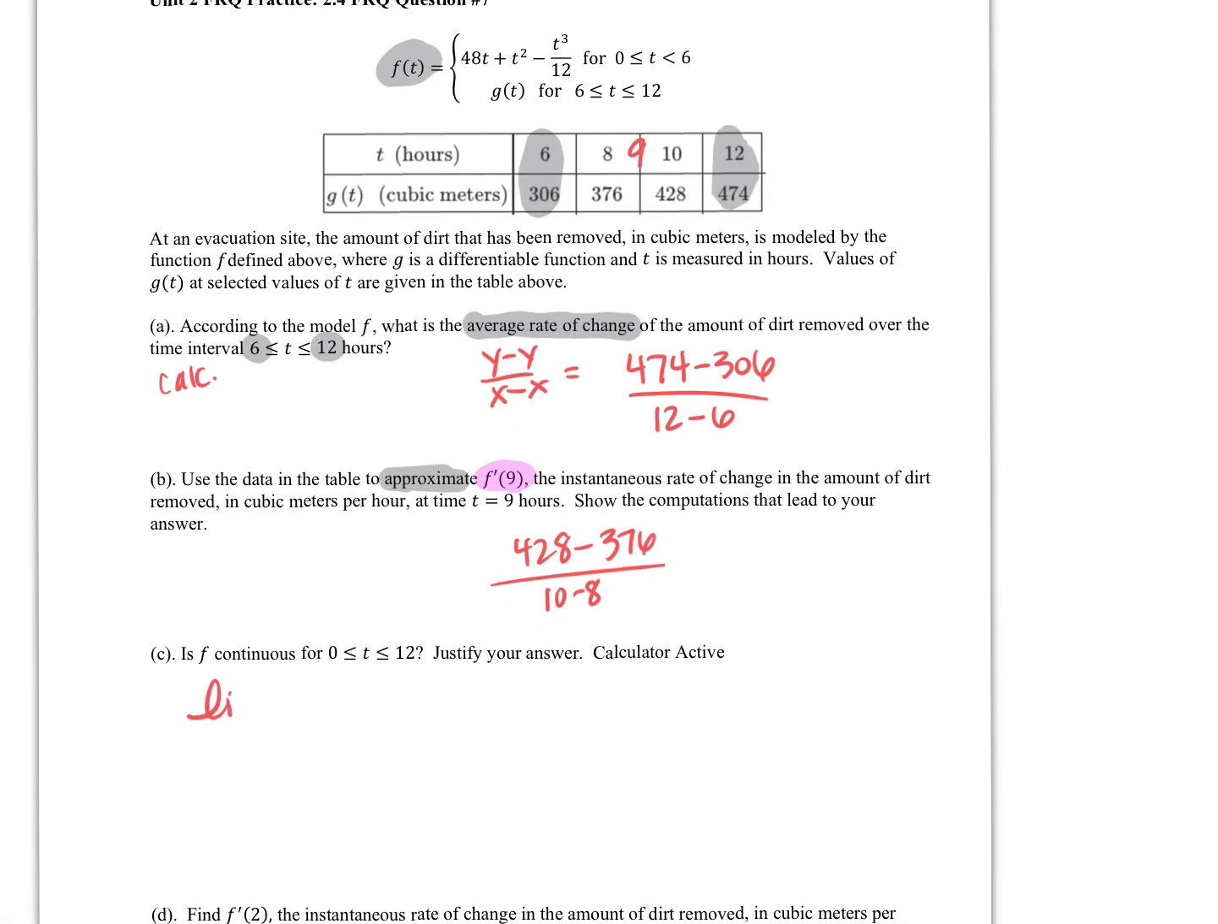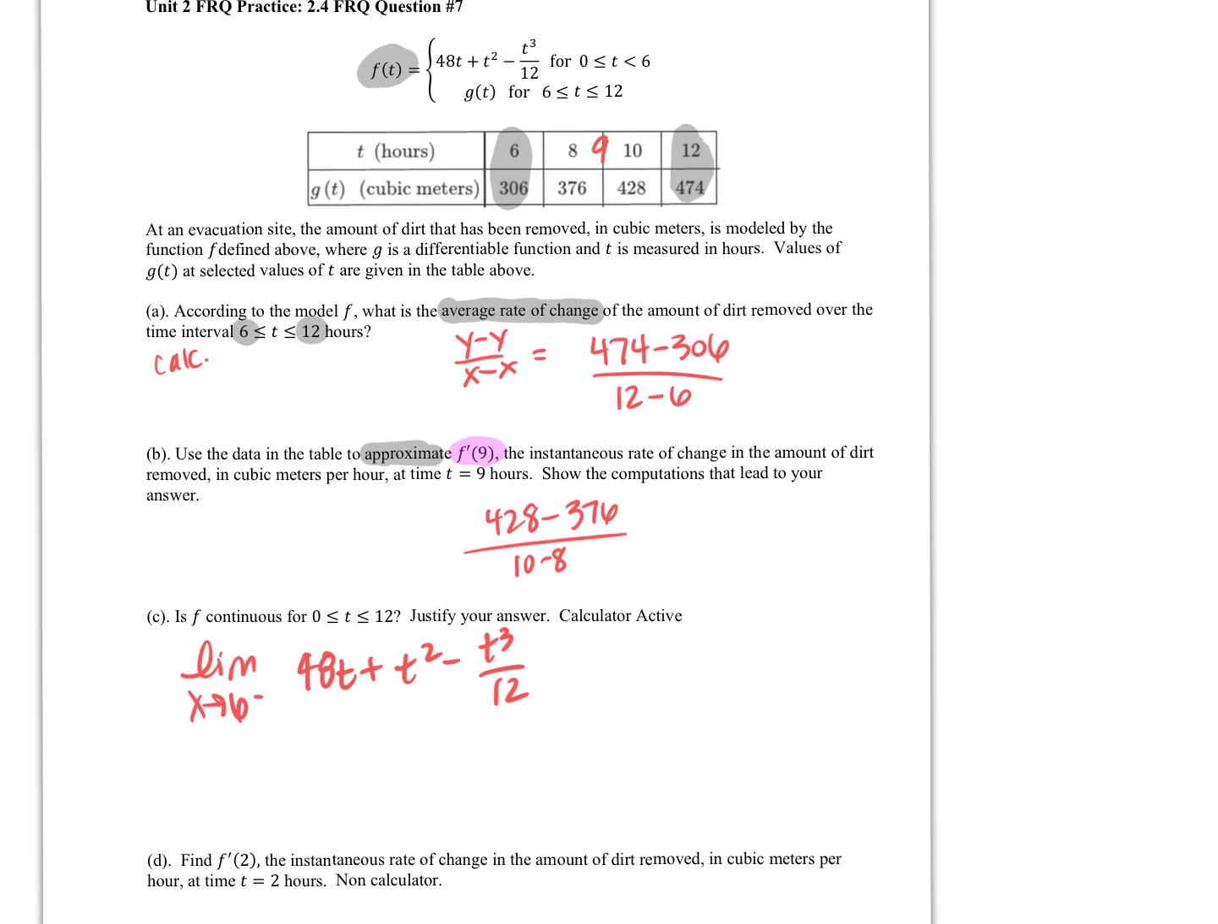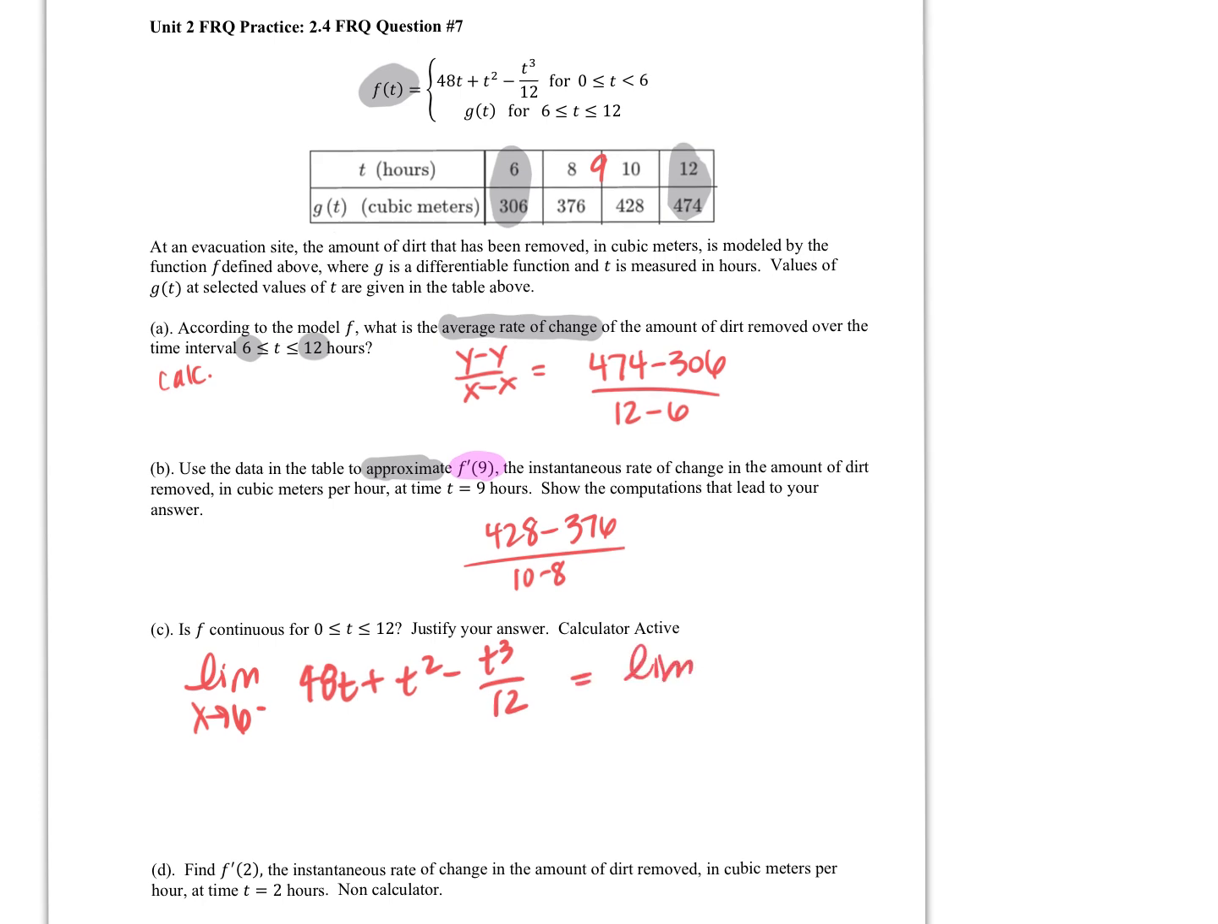We've got to determine, is the limit as x approaches 6 from the left of my function, which one would I use for that? Top one or bottom one? 6 from the left. Top one. So I got 48t plus t squared minus t cubed over 12. Is that going to be equal to the limit as I approach 6 from the right? What would we say that is? That's just going to be 306. I'm just going to write g of t right there, and I'm going to answer that as 306 underneath it.